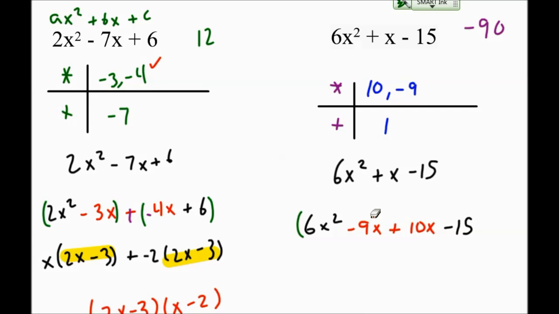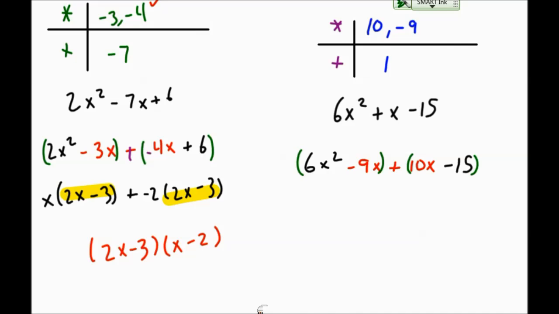Then I'm going to go ahead and group my binomials. I'm going to group and group. So let's see. Now I'm going to factor out the greatest common factor from each binomial. So from this one, I'm going to take out a 3x. If I take out a 3x, I have to figure out what times 3x equals 6x squared. Well, that's going to be 2x. And same thing, 3x times what equals negative 9x? Well, that's negative 3. For this one, I'm just going to take a 5. And it's not too difficult to see what's left.